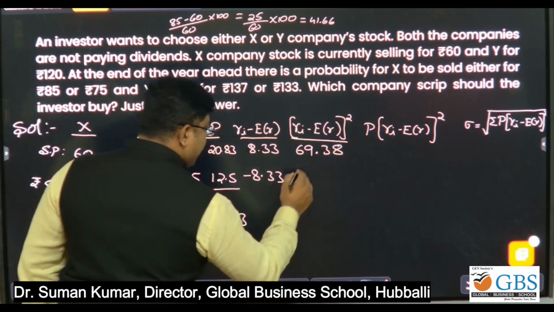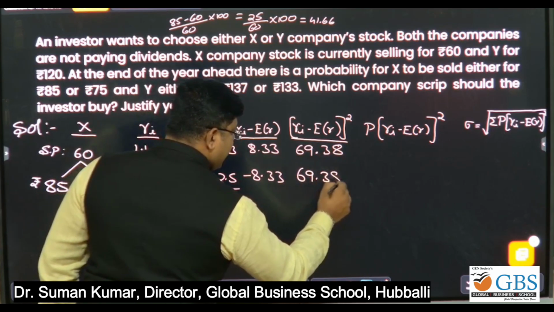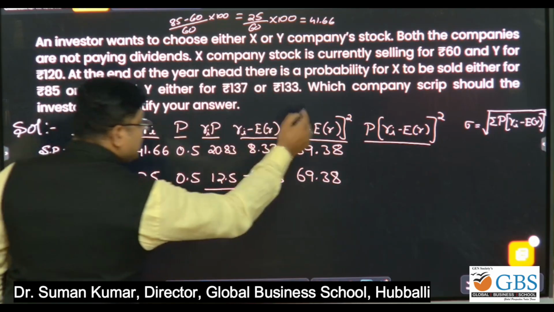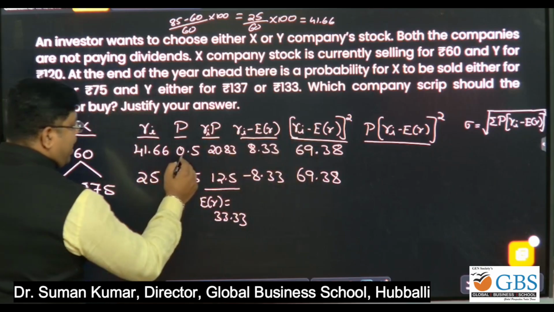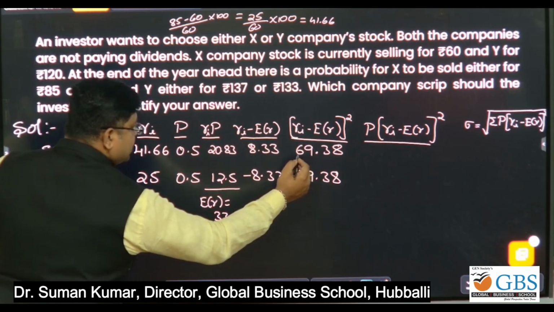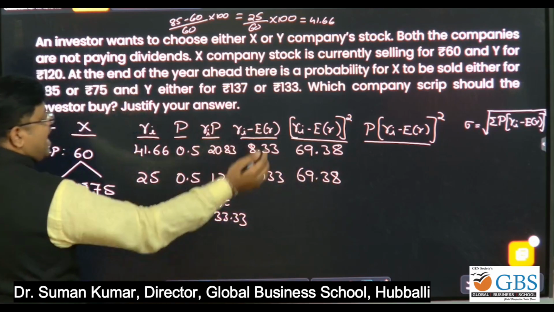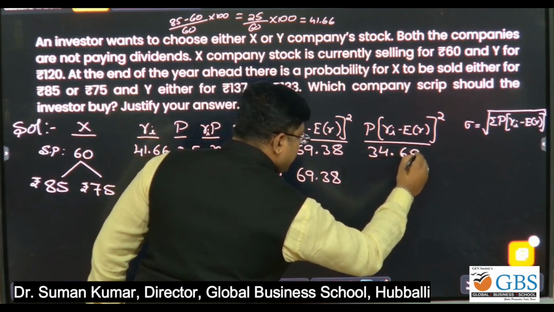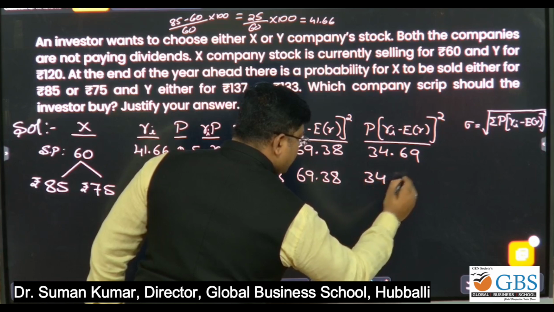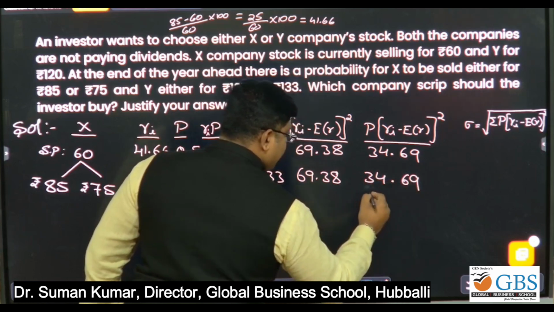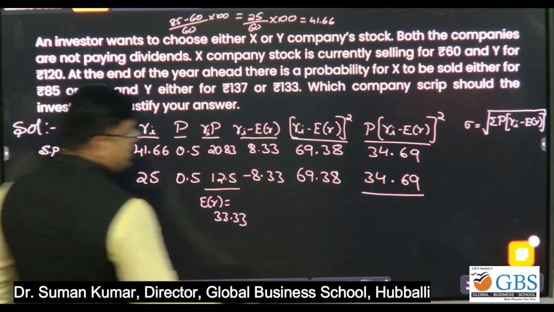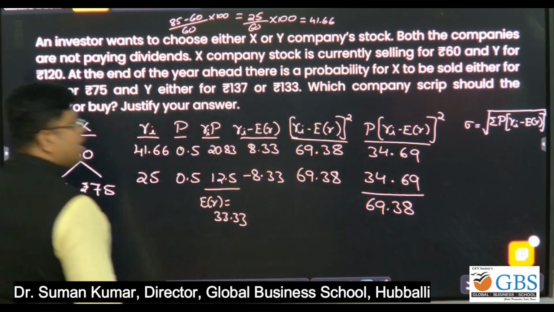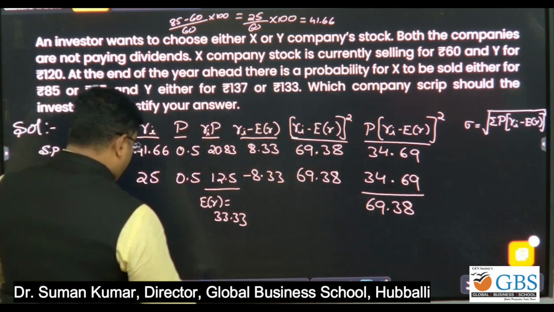69.38. Okay, next. Again, 69.38. The last one, that is multiply this column into P. 0.5 into 69.38. That is 34.69. This is also 34.69. Then add, 69.38.